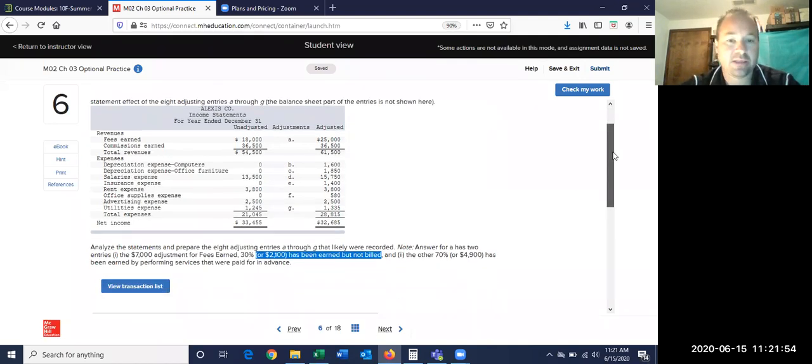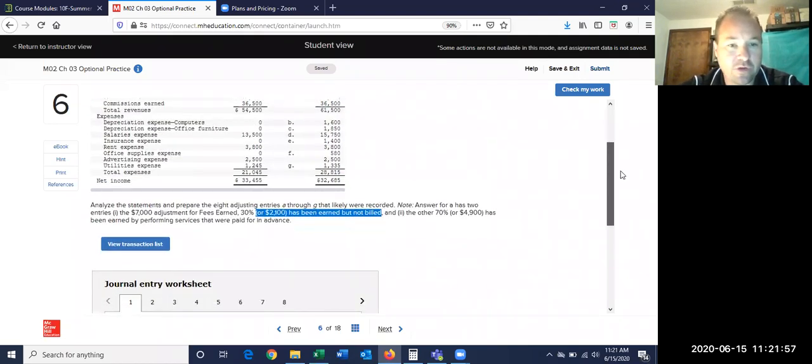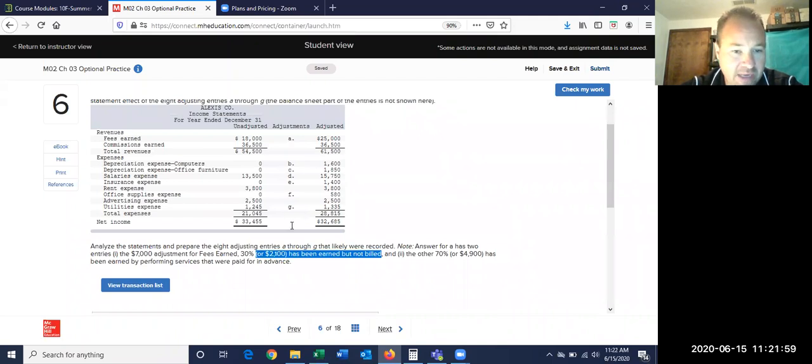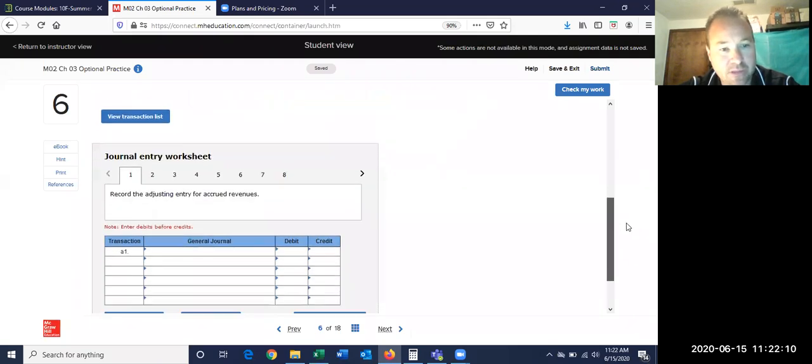Okay, so let's do this. It says we're going to do these, and you count them up. You're like, 8 journal entries? I don't see 8. If I count up these letters, that's only 7 letters. That's because they're breaking A down into 2 parts. So we're going to do A in 2 parts.